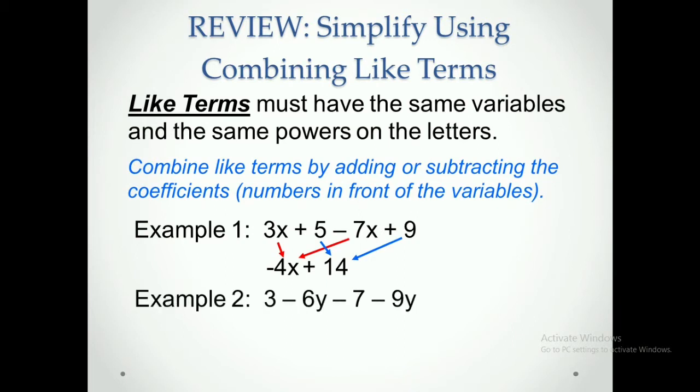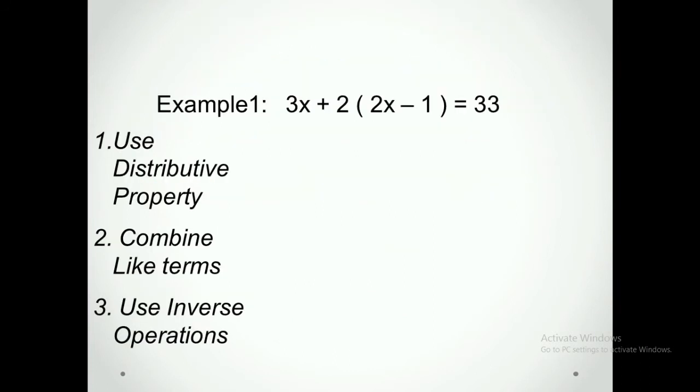Example 2: 3 minus 6y minus 7 minus 9y. Combining the like terms here, 3 minus 7 will give us negative 4, and negative 6y minus 9y, combining those, will give us a negative 15y. Good? Alright, so let's get into solving these equations.